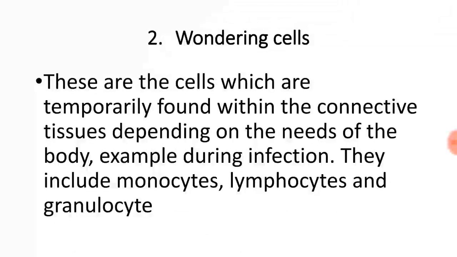And now let us see wandering cells. These are the cells which are temporarily found in connective tissues depending on the body needs. Example, during infections. They are not always residing on connective tissues, but they are found there when the body needs it. So wandering cell is not always found in connective tissue as a residing cell is. They are temporarily found within the connective tissues depending on the needs of the body, especially during infection. They include monocytes, lymphocytes, and the granulocytes. These are immunological cells. They are found in the tissues in the response of infections.